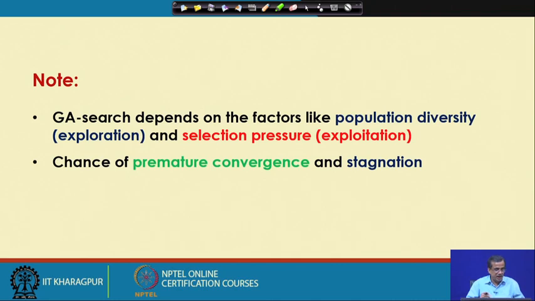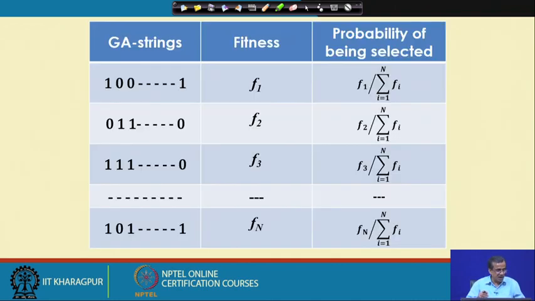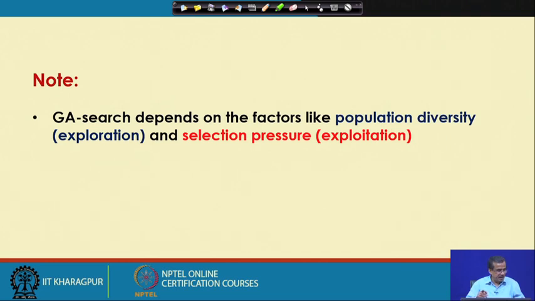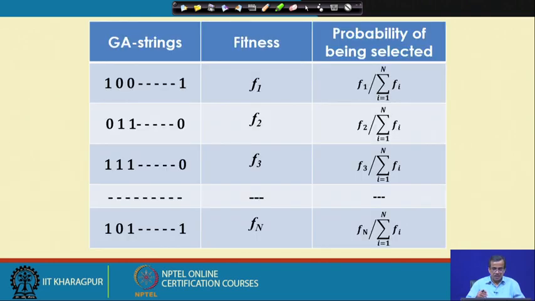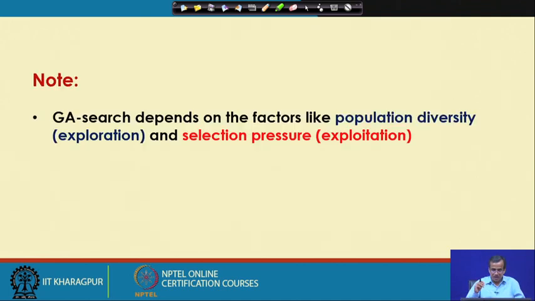Now, here actually what we do is, if you see this particular roulette wheel selection, there is a chance of premature convergence. So, that particular problem is there. Now, let me take a very simple numerical example.